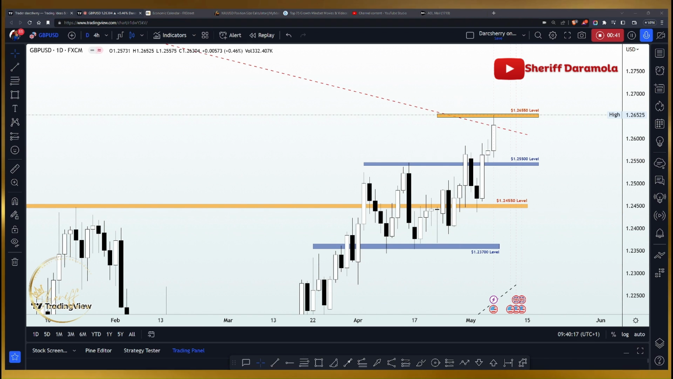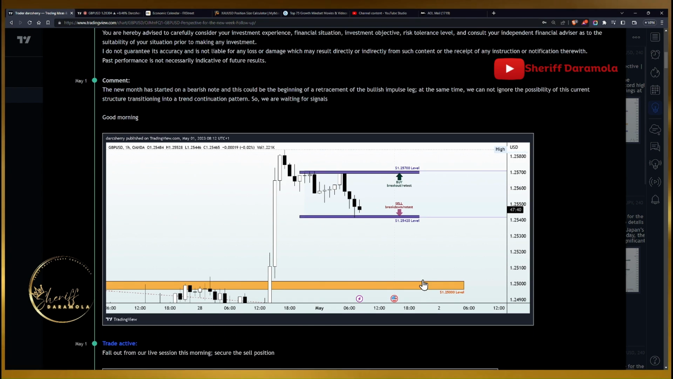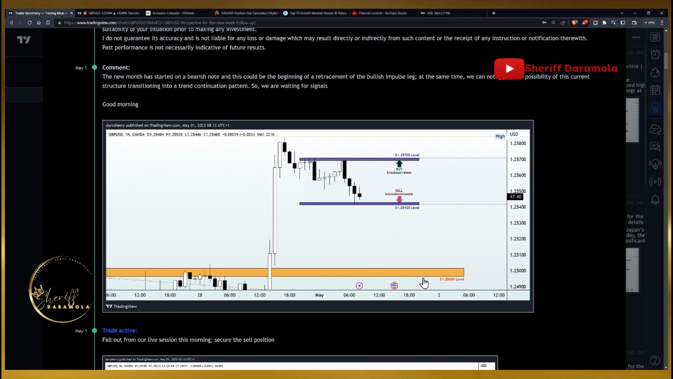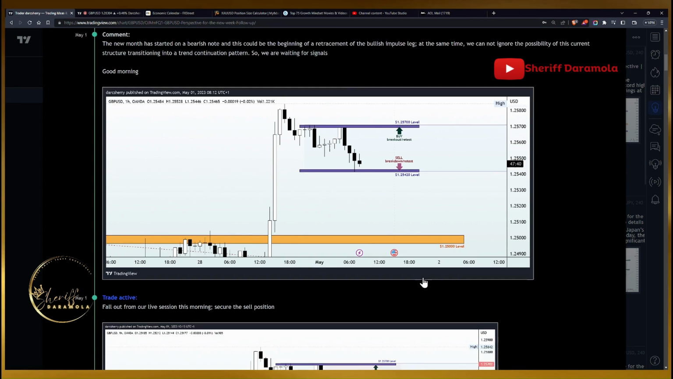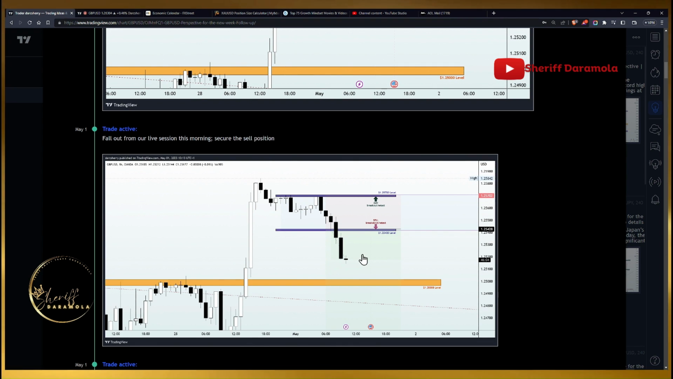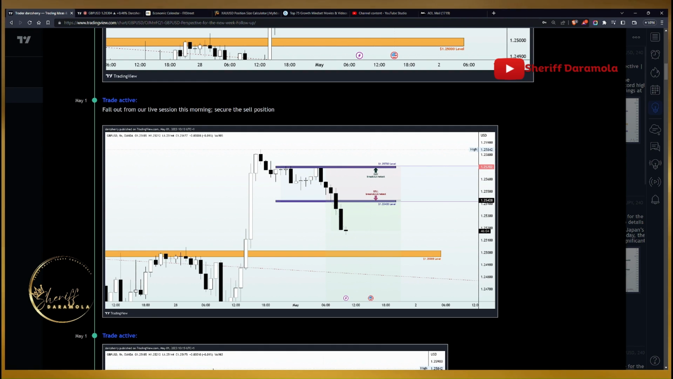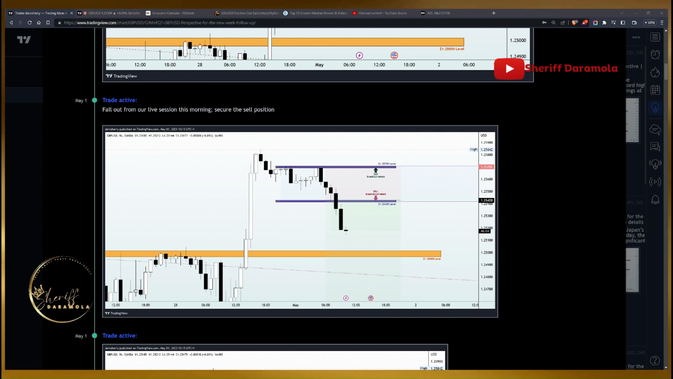Talking about last week, I shared this commentary at the beginning of the week where price action was caught within the 1.25700 area and the 1.25420. In fact, the week started on a bearish note, and we were tending towards a breakdown of that 1.25420. This was exactly what happened. With a sell stop order below that structure, we had our first sell position for the week triggered.